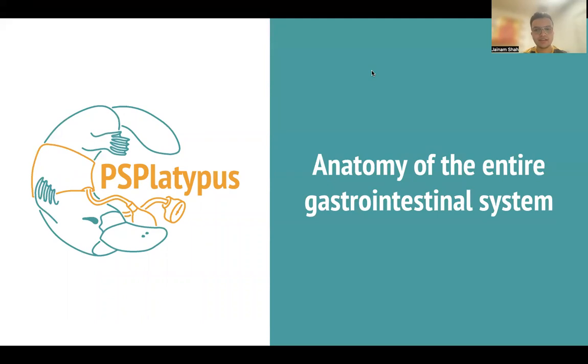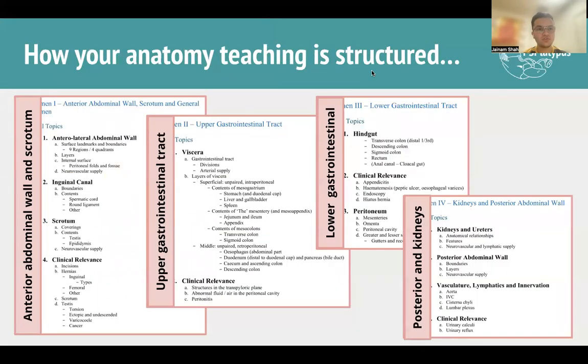So let's get started. Now, before I actually go into the anatomy itself, I just wanted to give a bit of context in terms of where we are sitting right now in terms of your anatomy teaching for this year. So I'm not sure if your booklet looks similar or different to the ones that I've screenshotted here, but your anatomy, at least for gastrointestinal and abdomen, is actually split up into 4 sections. So the first one kind of focuses on anterior abdominal wall, scrotum, and general abdominal features, which is something we would have covered in our lectures from last week.